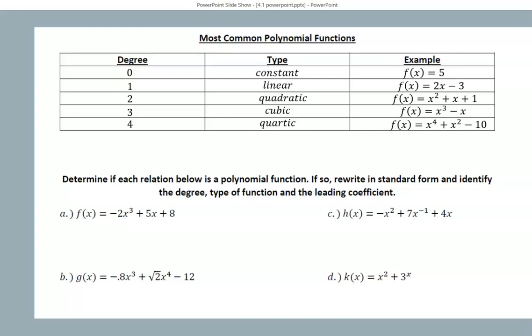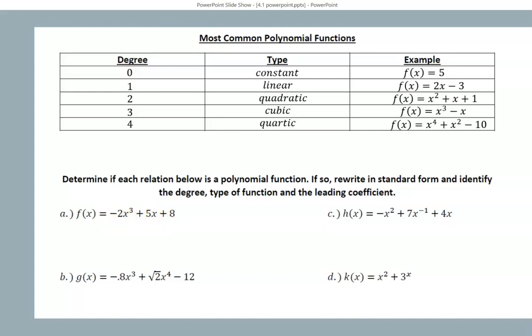At a quick glance, I'm not saying they are or are not polynomial functions, but B is definitely not in standard form because those exponents are in the wrong order. Over here, that is what it is. And this one's totally fine. It's in standard form. So standard form doesn't take long. It's just highest exponent to smallest exponent.